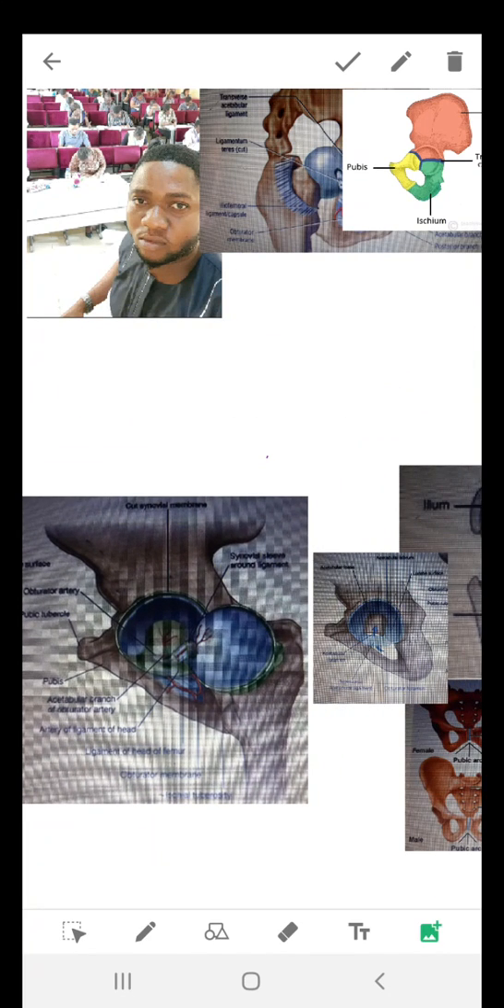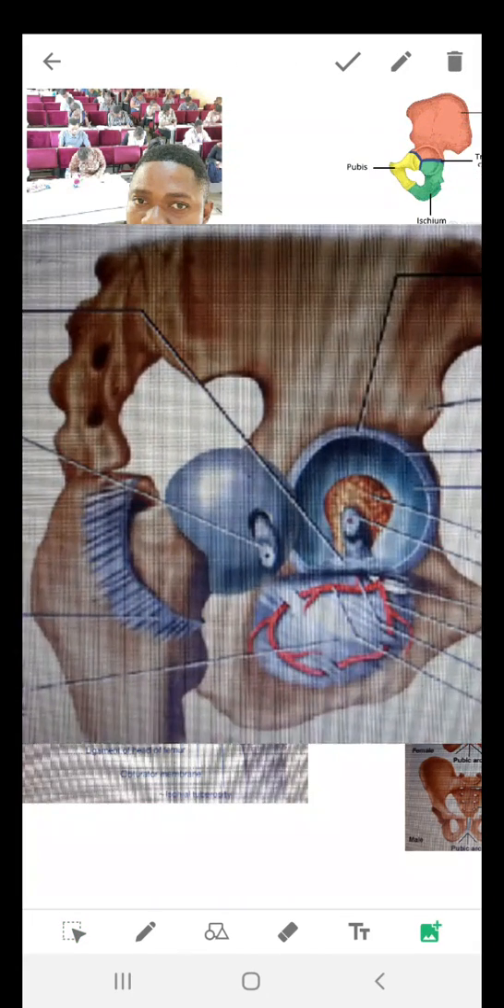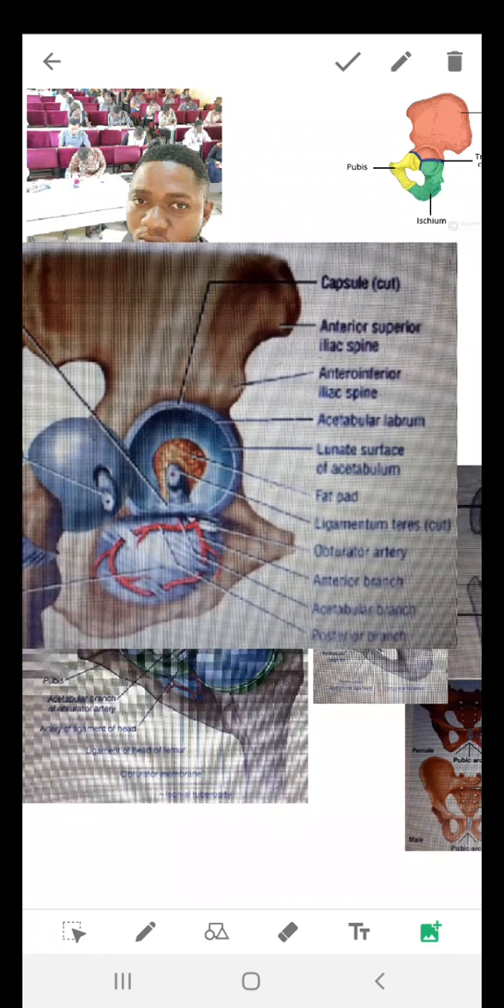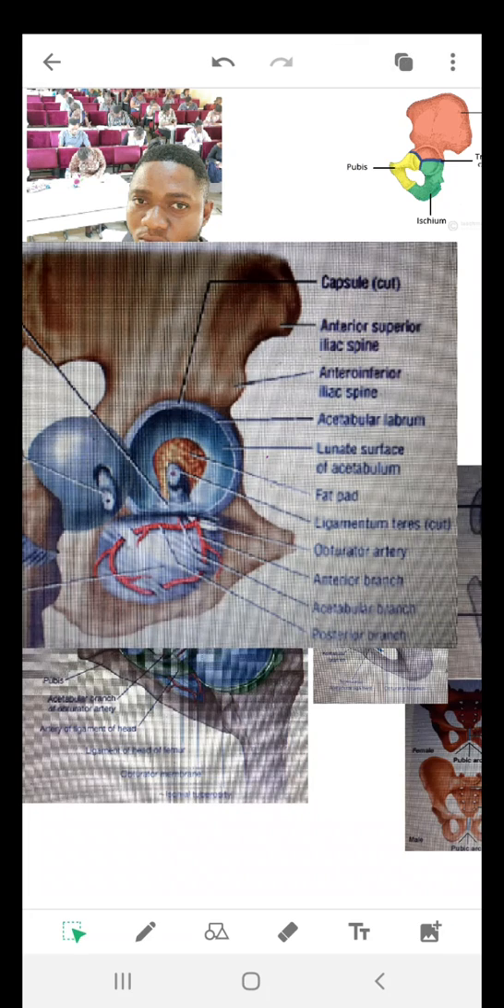Okay. So before we use this, let's make use of this. Look at this image here. If you notice, through the obturator foramen here, the obturator artery, which is a branch of the internal iliac artery, emerges out of the pelvis.